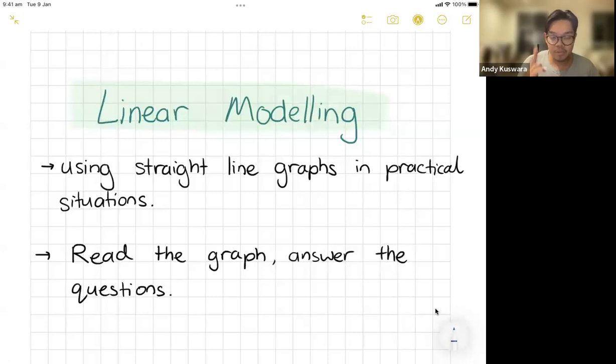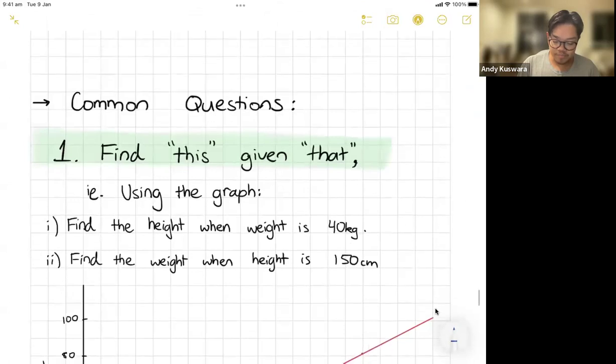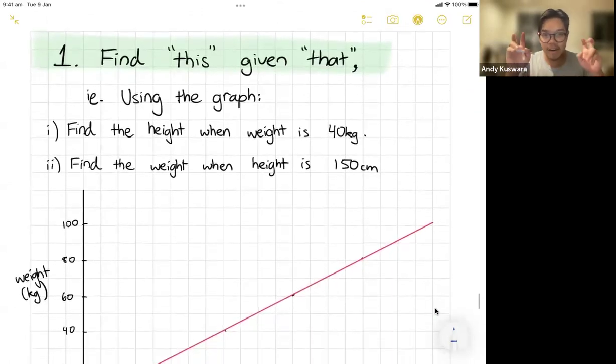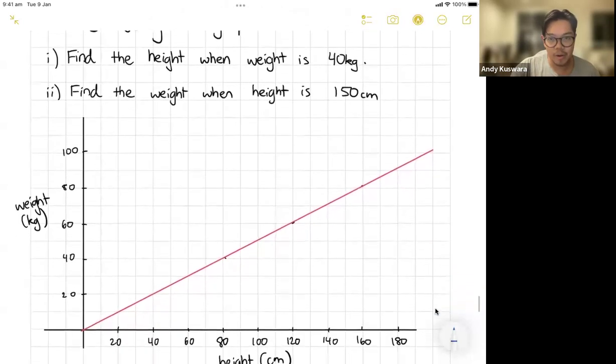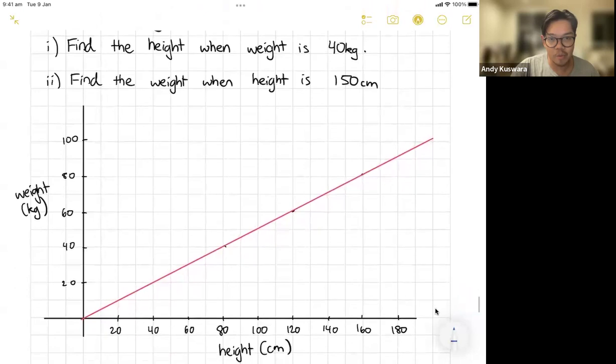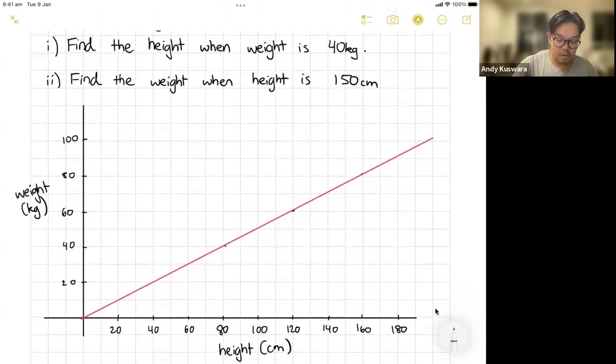Now, I think there's three main types of questions that they'll ask. The first one is to find this given that. So using the graph, they'll say something like this: find the height when the weight is 40 kilograms, and find the weight when the height is 150 centimeters. You can see here on my y-axis, I've got weight in kilograms, and on my x-axis, I've got height in centimeters. A lot of the times when they ask for these, just line it up.